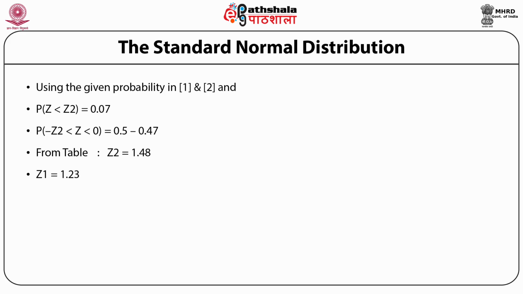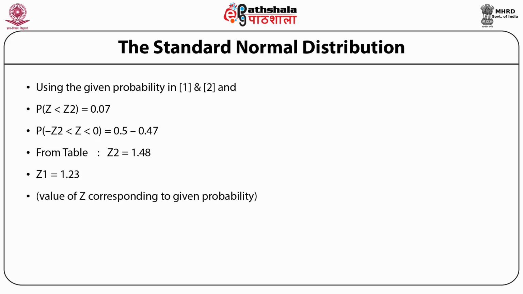Since different areas, 0.4292 is corresponding to Z value 1.47, and the next value 0.4306 is corresponding to Z value 1.48. Since the 43% area is nearer to 0.4306 than 0.4292, I will not take the value 1.47, I will take the value 1.48. Similarly for Z1 we choose the value 1.23.